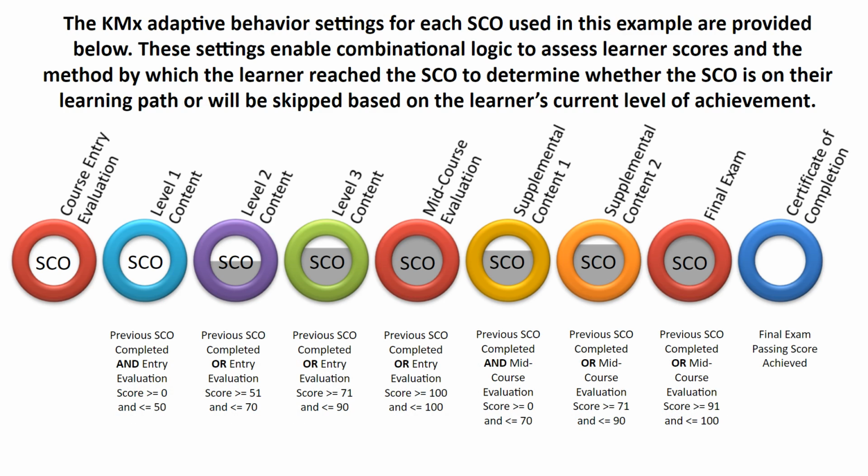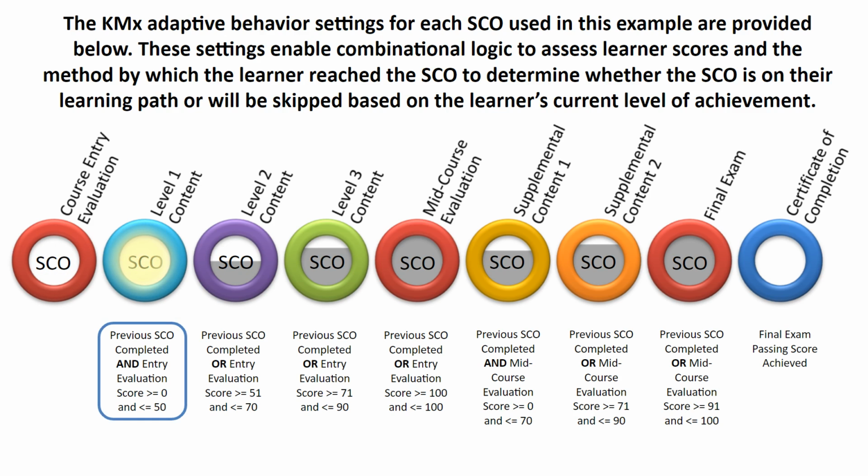The KMx adaptive behavior settings for each SCO used in this example are provided below. These settings enable combinational logic to assess learner scores and the method by which the learner reached the SCO to determine whether the SCO is on their learning path or will be skipped based on the learner's current level of achievement. All learners will complete the course entry evaluation.